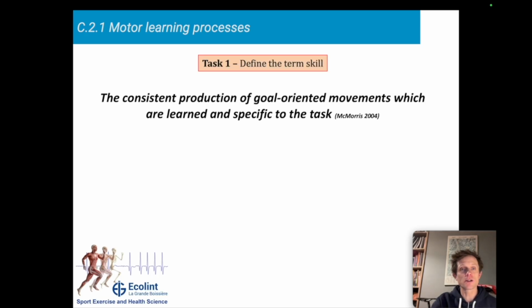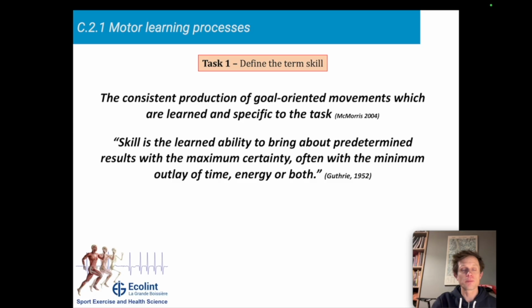They define skill as the consistent production of goal-orientated movements which are learned and specific to the task. This next definition comes from Guthrie in 1952, and they said that skill can be defined as the learned ability to bring about predetermined results with a maximum certainty, often with a minimum outlay of time, energy, or both. I quite like both of these definitions because they both hit on slightly different key terminology that I think is really important for the definition of skill.